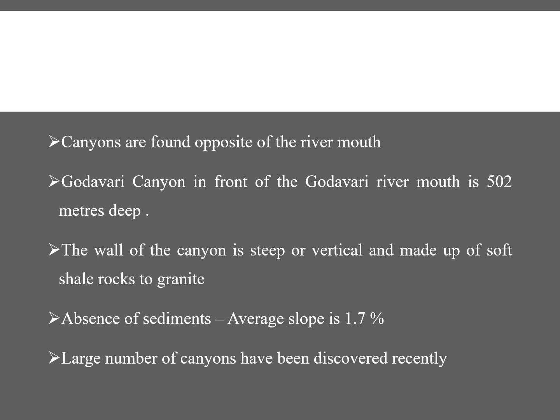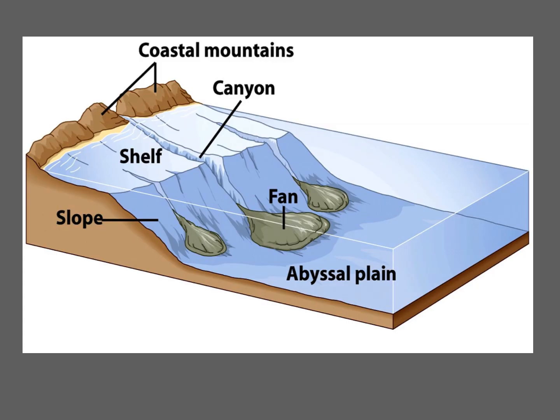Submarine canyons are found opposite river mouths. The Godavari Canyon in front of the Godavari Basin is 502 meters deep. The wall of the canyon is steep or vertical and made up of soft shale rocks to granites. In the absence of sediments, the average slope is 1.7 degrees. A large number of canyons have been discovered recently.